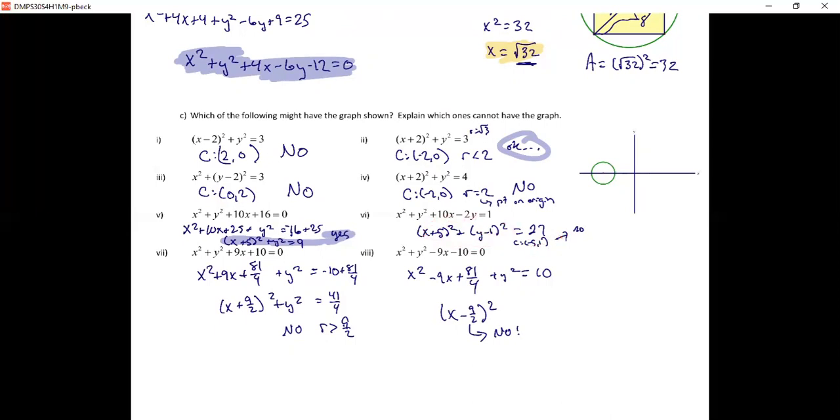Nope, definitely not. Number 7, this one's kind of tricky: at first glance -9/2, 0 looks like a legitimate center, but this radius of 41/4 gives me too great of a radius in order for us to have that legitimately work. And then number 8, no, we don't have this. This is a positive x, not a negative x, so it's not going to work.